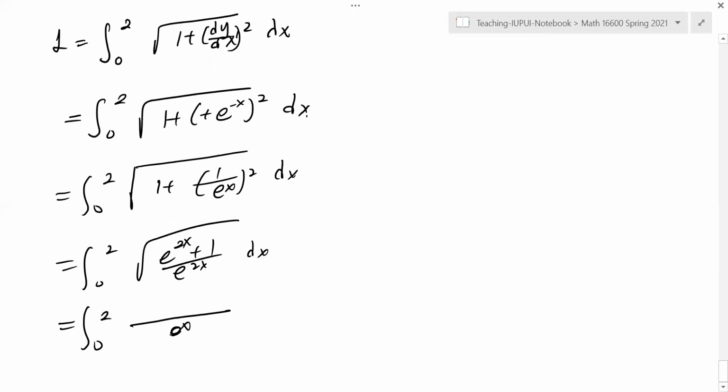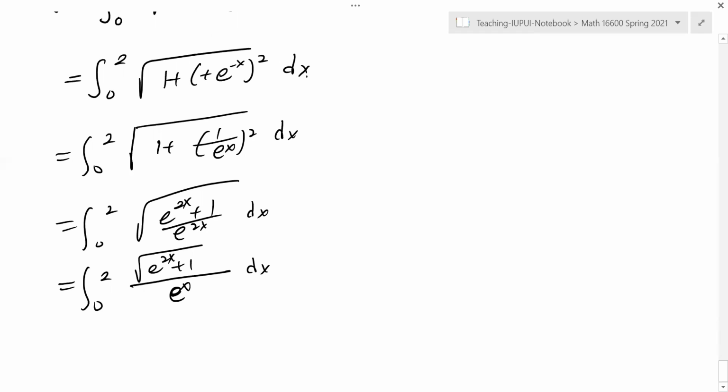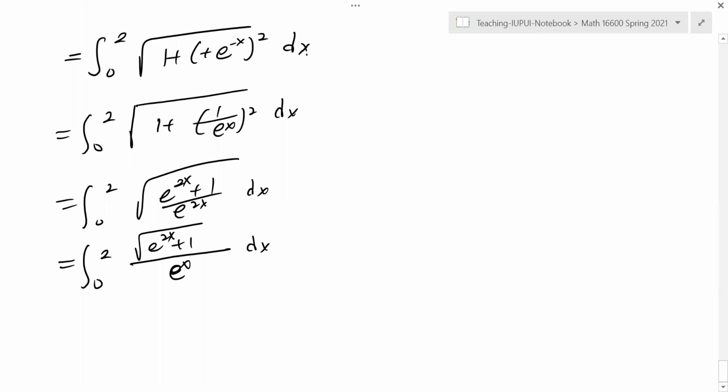Okay. I still have a problem with the radicals. I cannot write e to the 2x plus 1 as a square. What I'm going to do is use a substitution. I let u be e to the x, and then du equals e to the x dx.